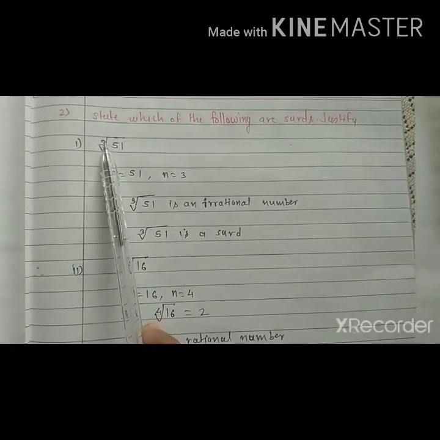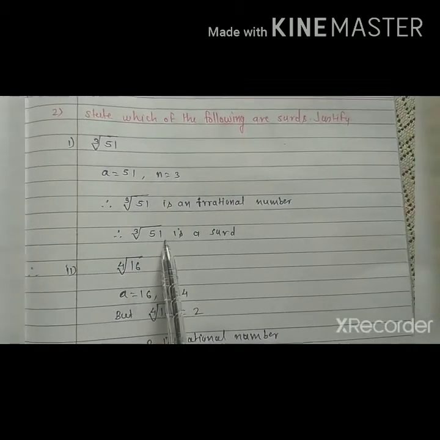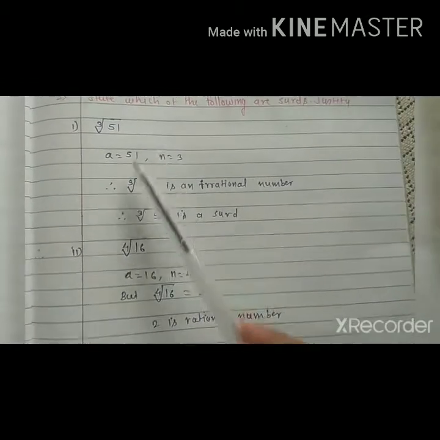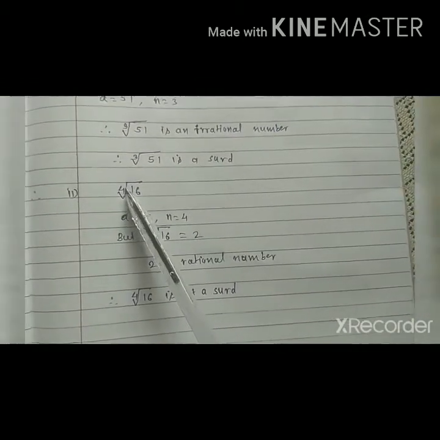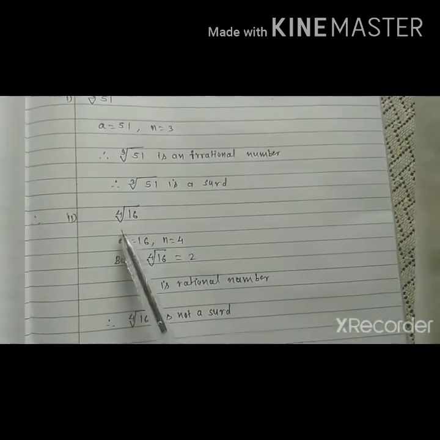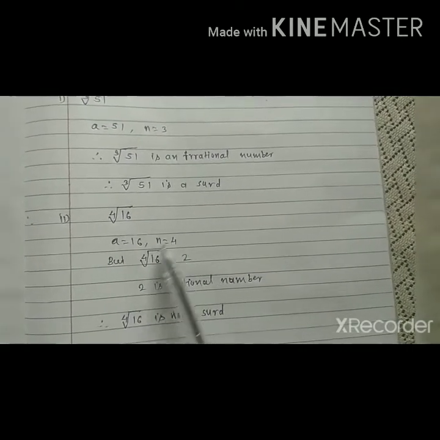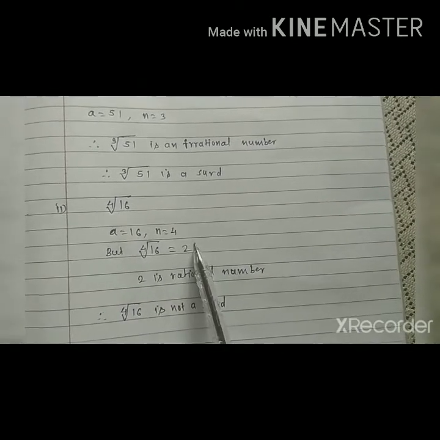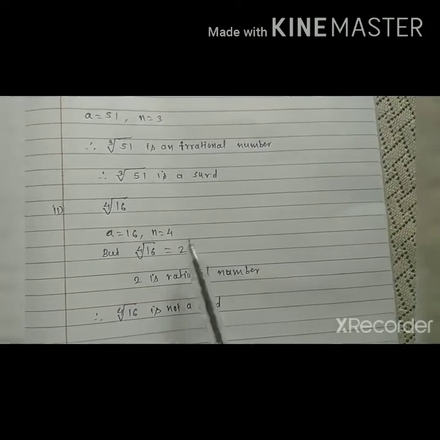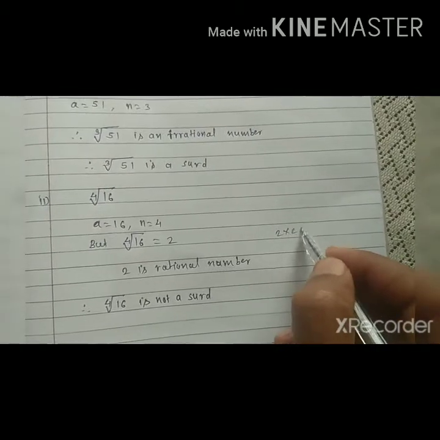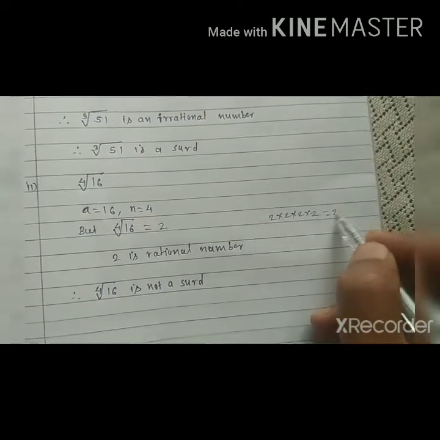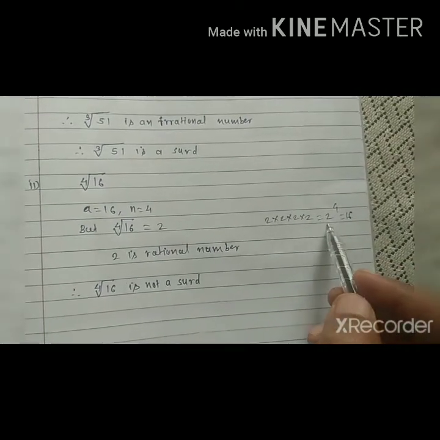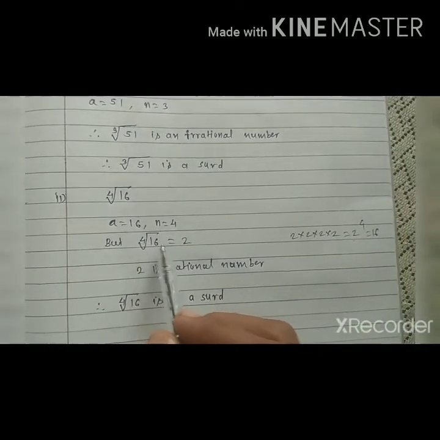Therefore cube root 51 is a surd. See a second example: 4th root of 16. So A is equal to 16, N is equal to 4. But we know that the 4th root of 16 is 2. See here, 2 into 2 into 2 into 2, so 2 raised to 4 is 16. Means the 4th root of 16 is 2.